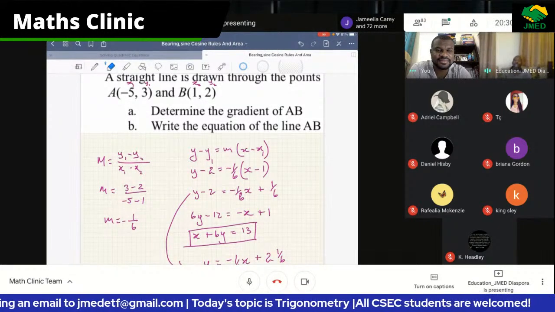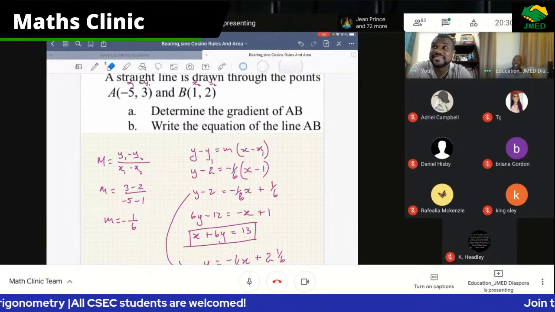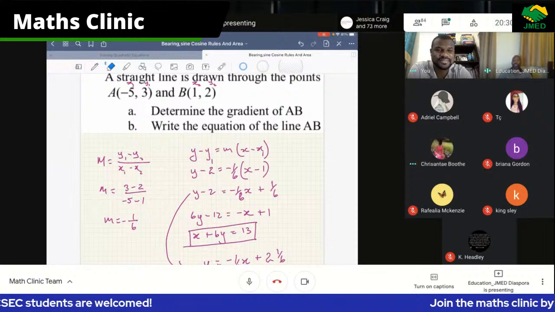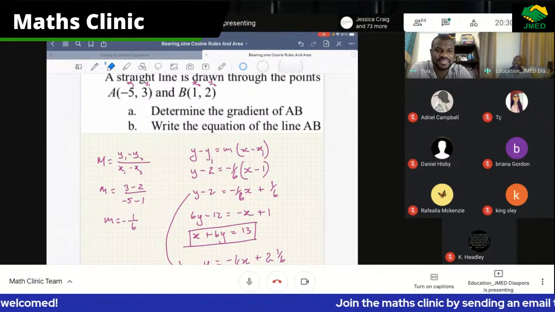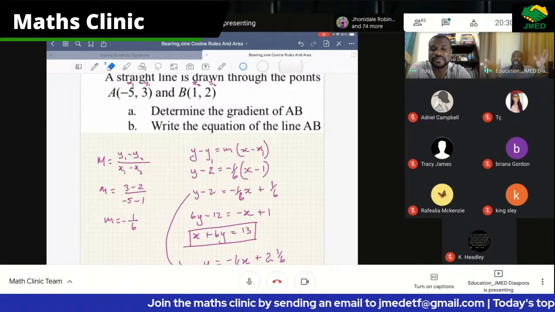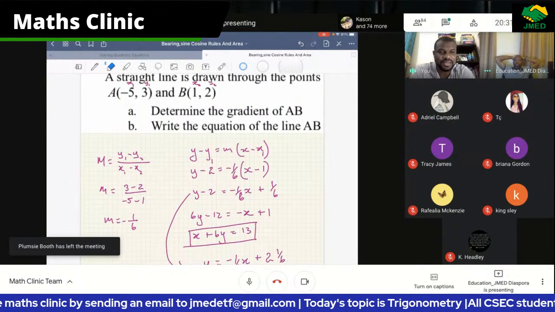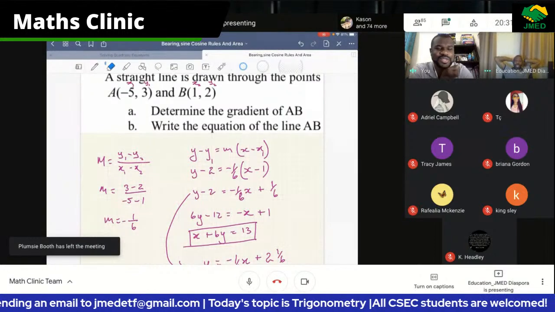How can we use bearing in our everyday life? We're going to be using bearing, trigonometry, and area of triangles. How is that outside of the exam? How can we locate that in our day-to-day life? Yeah, I think that's a good question.